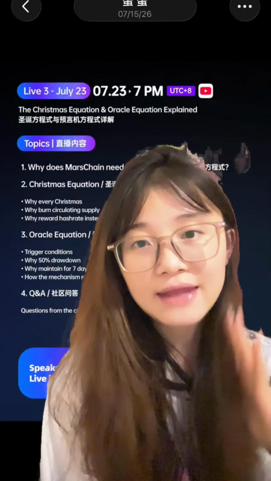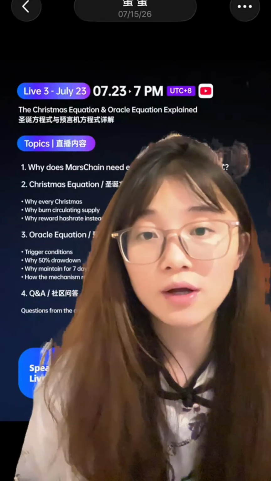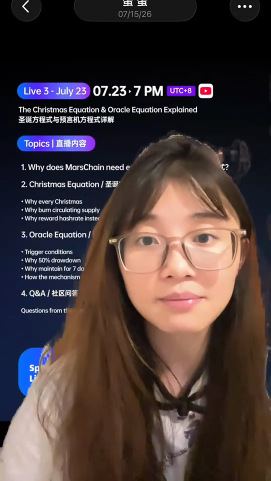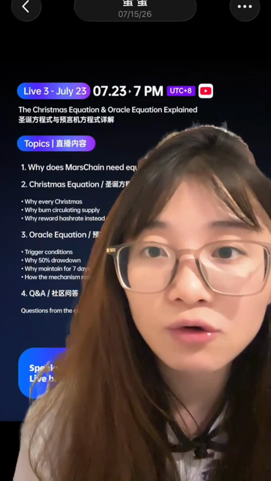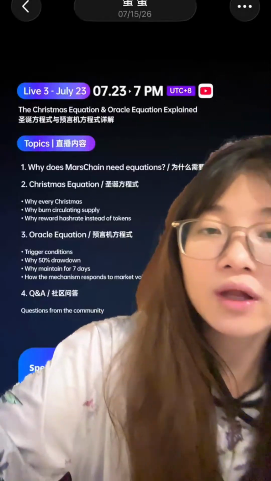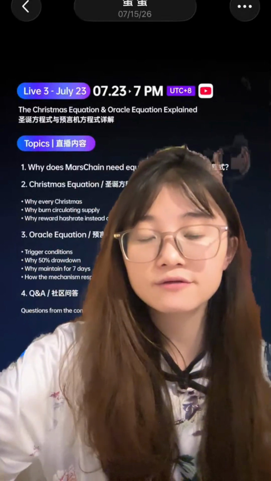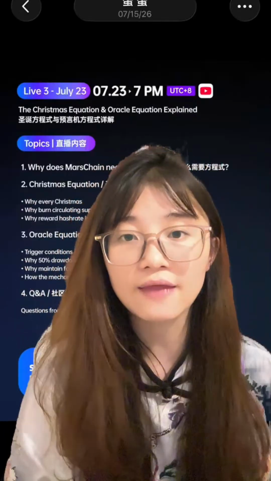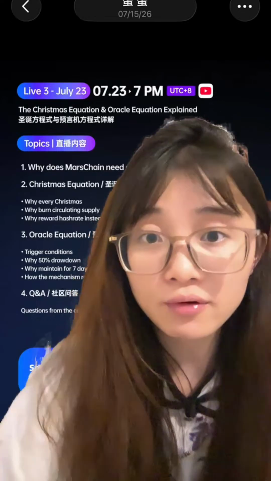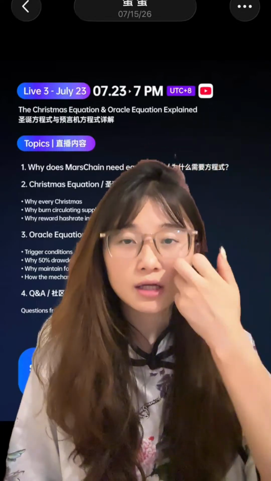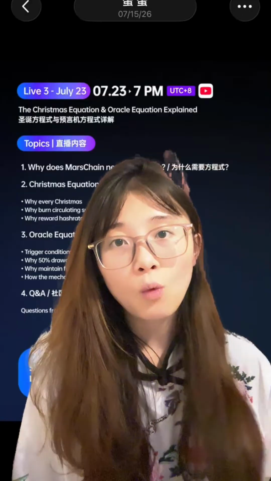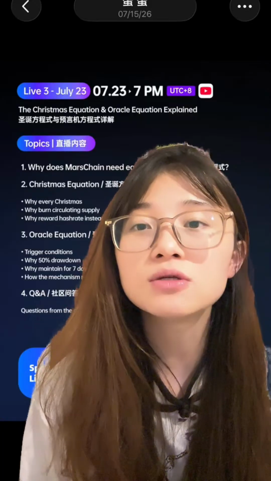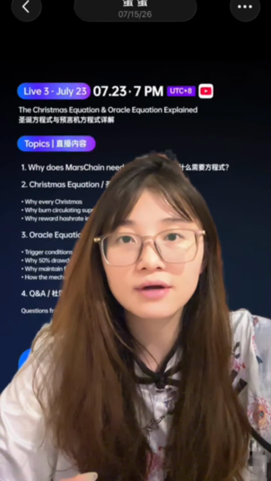How do the three core mechanisms create a positive economic flywheel? Okay, we know that the POC proof just wants to deflate the market, because it tries to decrease the circulating supply of Mars tokens. And combining the Christmas equation and the Oracle equation, what are their functions? They combine time, scarcity, and the contribution rate together into a very simple protocol. The requirement is that if you want to join the equations, you have to burn Mars.